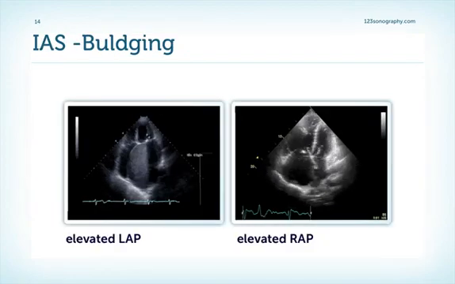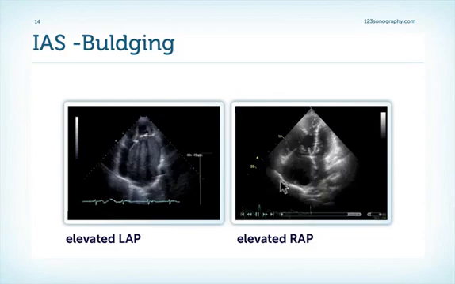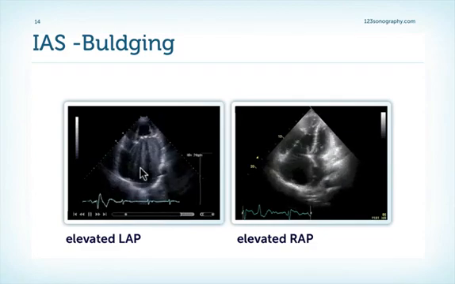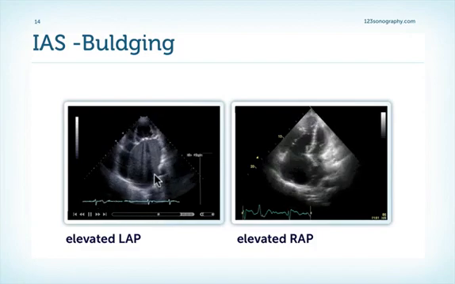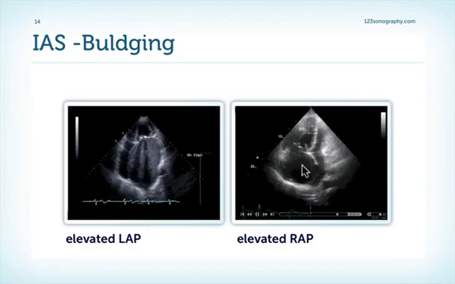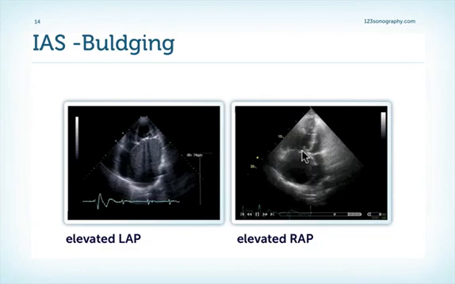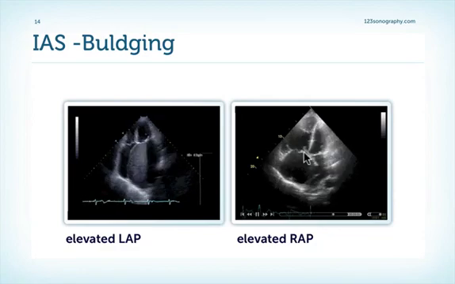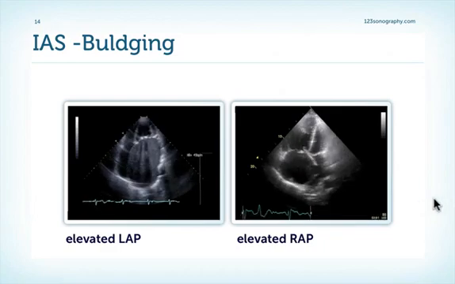Here are two examples of how the interatrial septum can bulge. On the left-hand side to the right, because there's elevated left atrial pressure caused by mitral stenosis. Here there is bulging to the left because there's elevated right atrial pressure caused by massive tricuspid regurgitation in a patient who had both pulmonary hypertension and also massive tricuspid regurgitation.